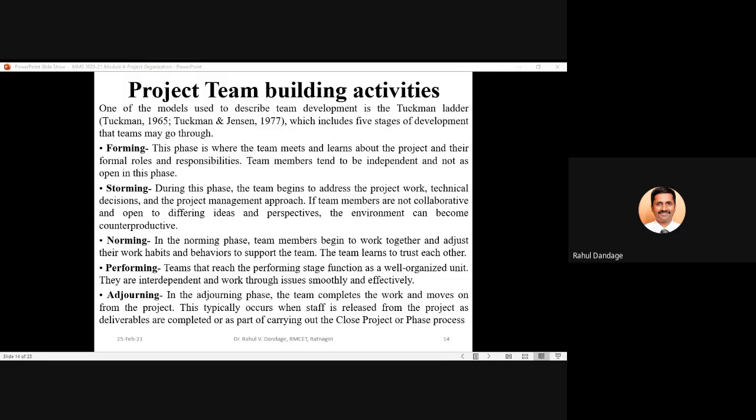The next part is about adjourning. That is the last phase. So in forming, we are trying to bring the people together. In adjourning, the people start separating from each other. So that is the last phase.